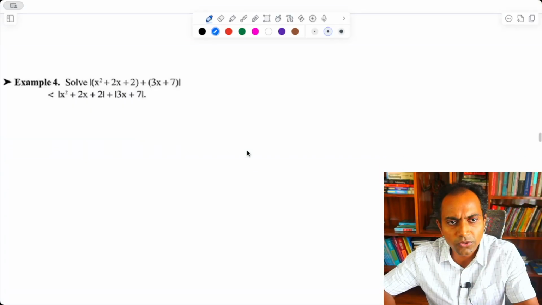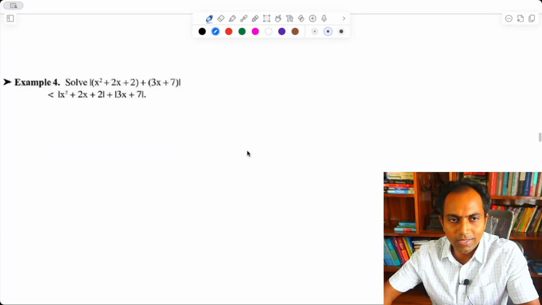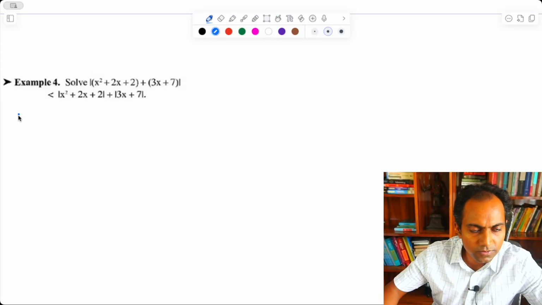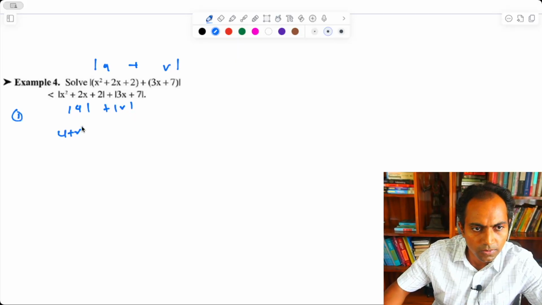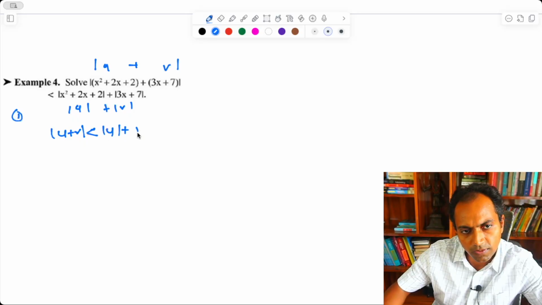Again, you can pause the video and try doing it, but in case you can directly observe, you will see that this is my u, this is my v. So what is written is mod of u plus v on the right hand side, and then this is modulus of u, modulus of v. Reminds me of this property, |u + v| is smaller than |u| + |v|, and this happens only when u into v is smaller than 0.